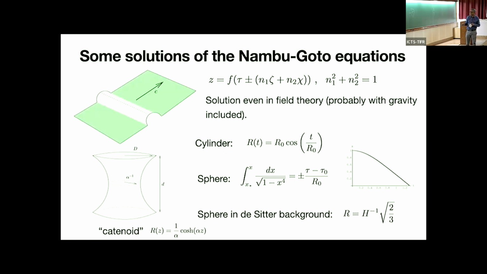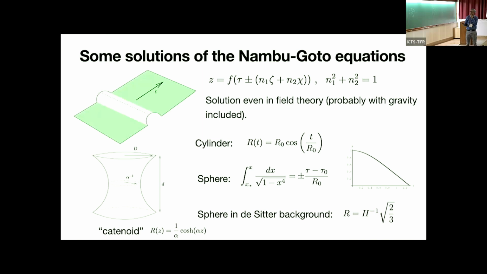And then finally, you can have a catenoid. You can have this kind of solution: R(Z) is 1 over alpha cosh(alpha Z). So that's also a solution of the Nambu-Goto equation. Now, it's not clear which of these survives in the field theory. The traveling wave does, but I don't know about the others.